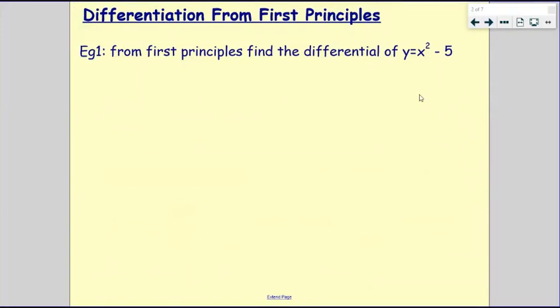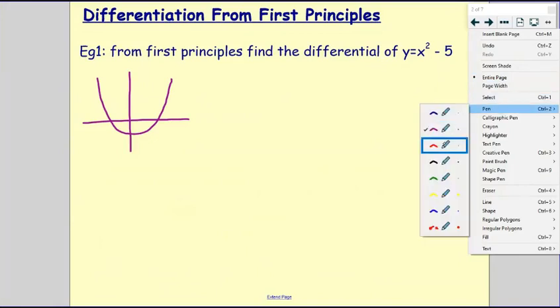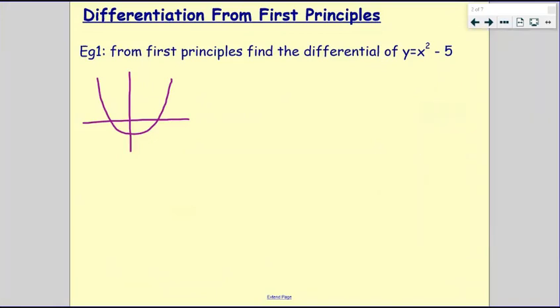So first example, from first principles, find the differential of y equals x squared minus 5. So let's start by drawing a sketch. Okay, it's going to look something like this. And I don't mind what point we're differentiating. We're going to find an equation that tells us the gradient of every point on the curve. So I'm just going to take 2 points.